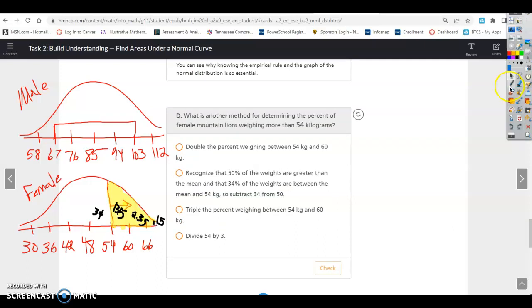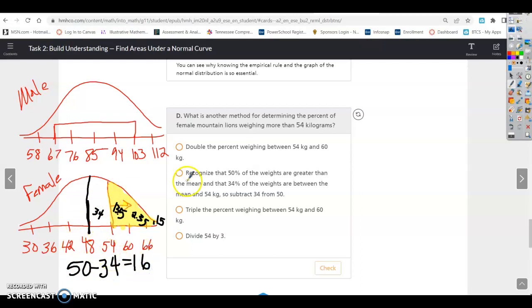All right, what is another method for determining the percent of female mountain lions weighing more than 54 kilograms? Well, another way to look at it is if you know that the mean is in the middle, that means 50% falls above the mean and 50% falls below the mean. So you could do 50 minus the part you know that's not included, and that also gives you 16.